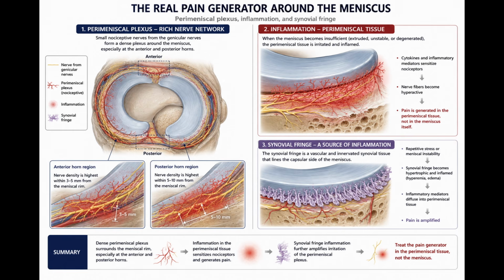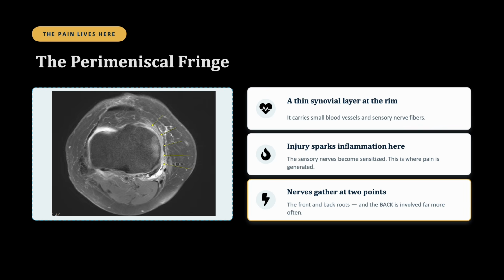The sensory nerves are also not distributed evenly. They become concentrated around the anterior and posterior roots of the meniscus, and clinically the posterior root is involved much more frequently than the anterior root. This anatomical arrangement changes the way we think about treatment.